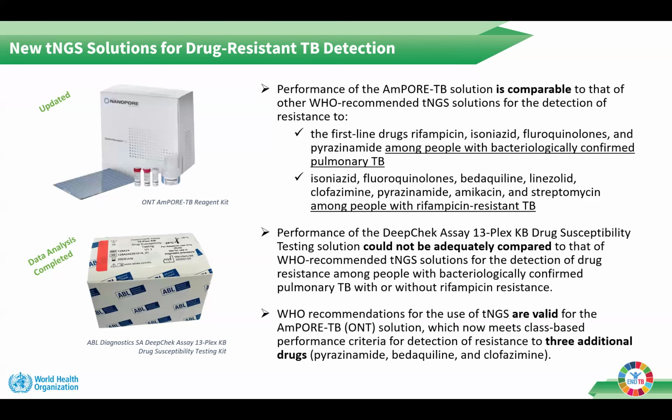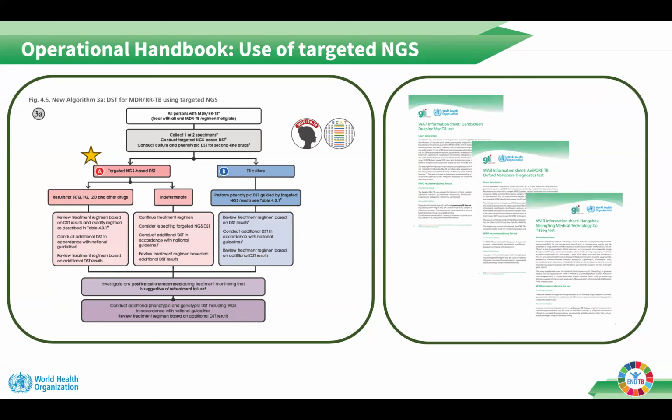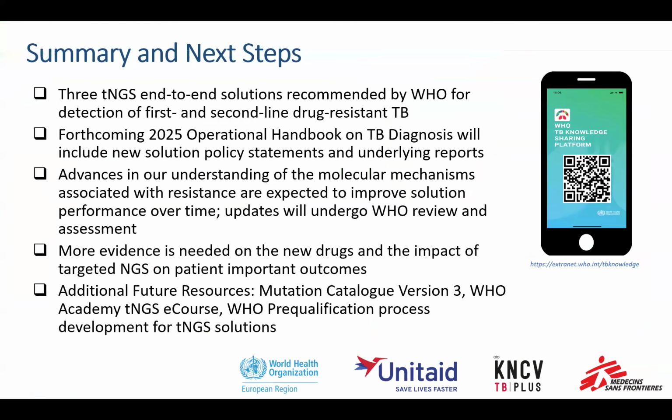In summary, the WHO recommendations for the use of TNGS are valid for the updated Ampore TB ONT solution, which now meets class-based performance criteria for the detection of resistance to 3 additional drugs. This includes pyrazinamide, bedaquiline, and clofazimine, for which the solution was not originally recommended for detection of resistance. Lastly, I would just like to highlight that in the operational handbook, the new drug susceptibility testing algorithms include a route for the use of TNGS-based DST, and there are also information sheets for each of the recommended solutions included.